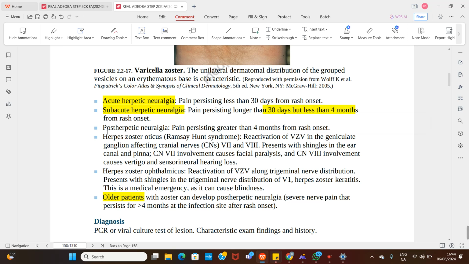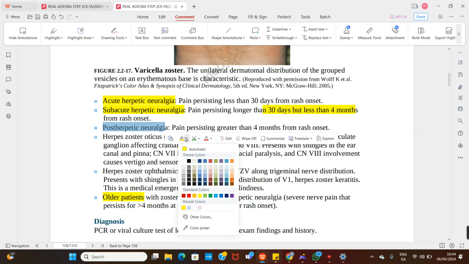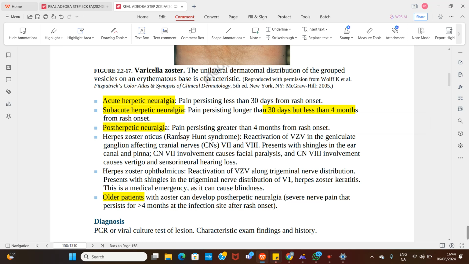And for the post-herpetic neuralgia, just like I've said, they have the pain persisting greater than 4 months from the onset of the rash. So we have to look at the complications of zoster infection. We have to essentially know three. We have talked about the first one, which is post-herpetic neuralgia, having pain persisting greater than 4 months from the rash onset. That is post-herpetic neuralgia, and you have to treat that.